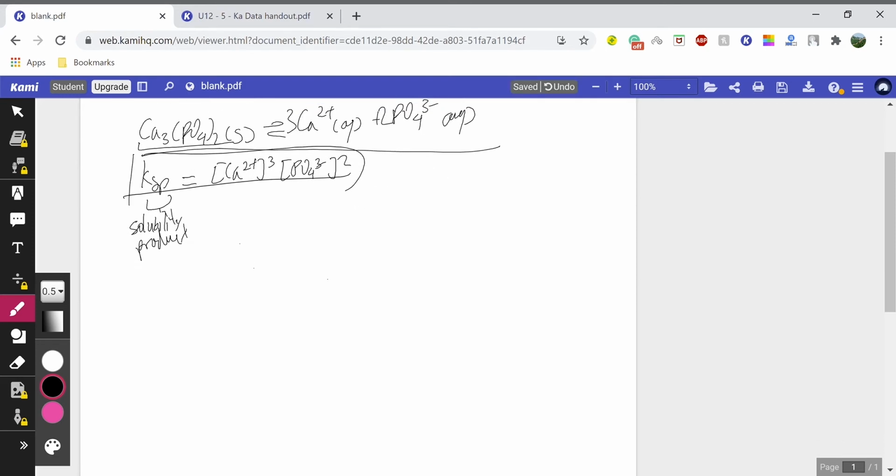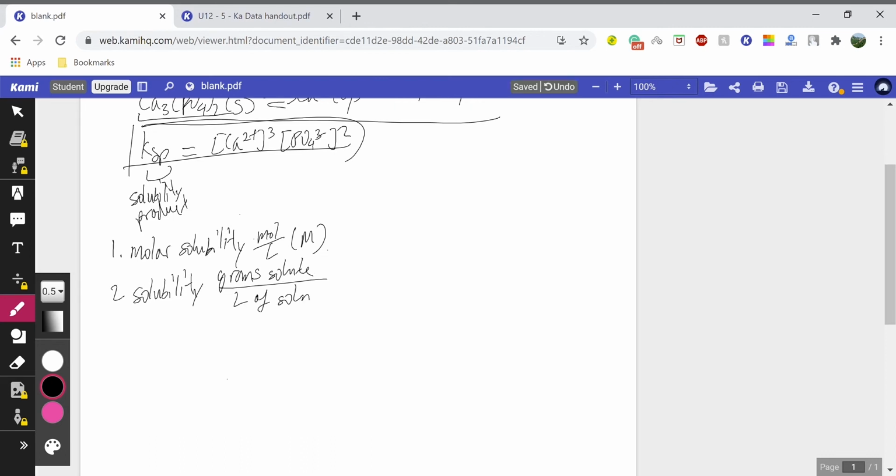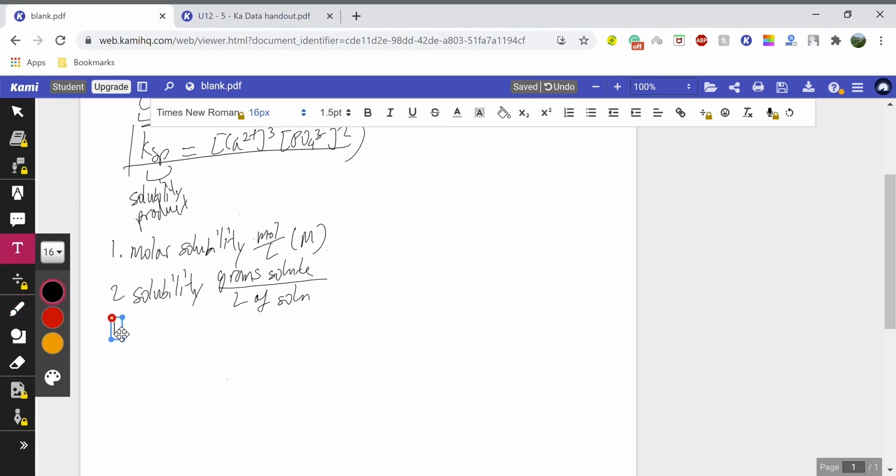There are two ways to express solubility. One is molar solubility, which is moles divided by liters, aka molar. The second one is solubility in grams of solute per liter of solution. Alright, let's first take a look at molar solubility. In molar solubility, it is the number of moles of solute in 1 liter of a saturated solution, moles per liter.